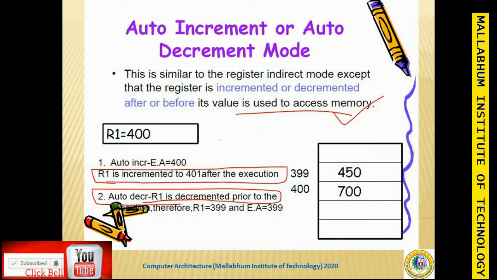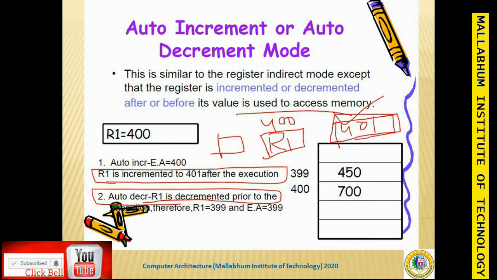So suppose this is your opcode, this is your operand, and whatever register value is stored, suppose this is 400, and before execution, that means R1 is incremented. Suppose after the execution of the program, R1 is incremented to 401. Whatever value is being stored is then stored into 401.